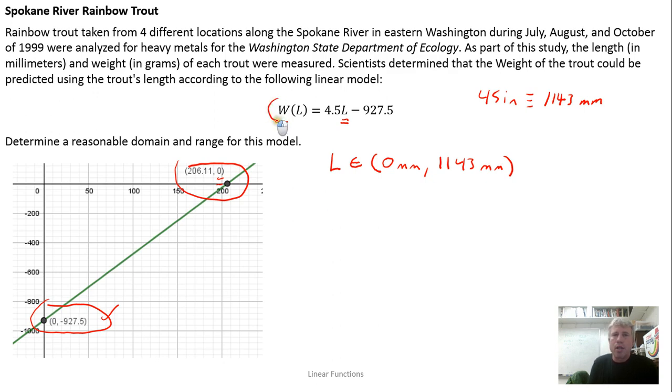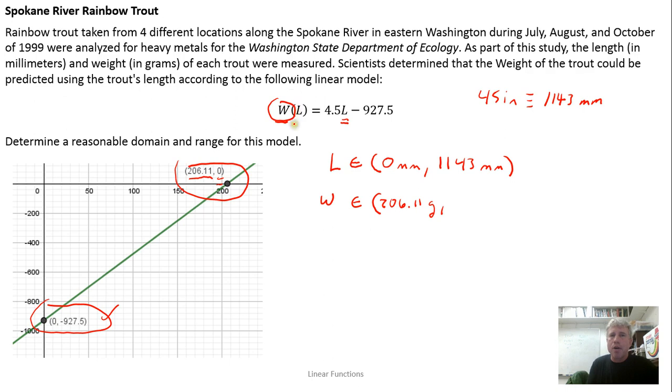Well, the range are going to be our outputs, so those are weights. So weights would need to run from, well, hey, 0 millimeters right here generated 206.11 grams for the trout. So open interval on 0, open interval saying that 0 generated a weight of 206.11 grams, all the way up to, and now we just need to know what number to put in here, but this output is going to correspond to an input of 1,143 millimeters.